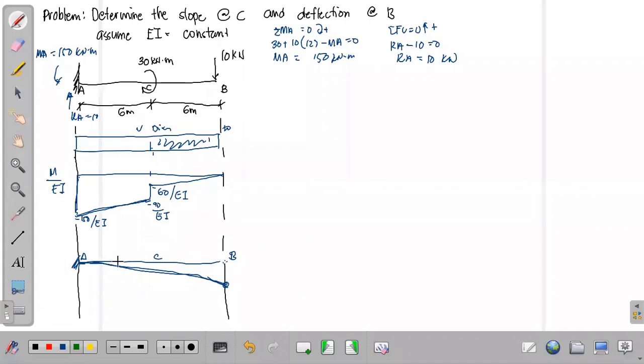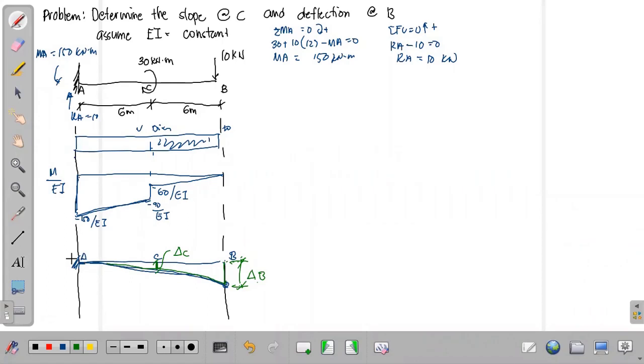The distance from the beam to the elastic curve is what we call the deflection at that point. So this will be our deflection at B. This is our elastic curve. The distance from the beam to our elastic curve at that point is the deflection at that point. So at C, the distance here is the deflection at C. And at A, since this is a fixed support, there is zero deflection and zero slope. So that is our elastic curve.